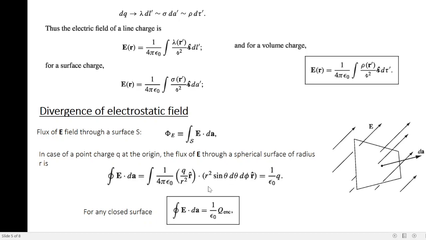You can quickly work out this integral. The limits are from 0 to 2 pi for d phi, and from 0 to pi for d theta. If you do this math, you will find that this is equal to Q by epsilon naught, where Q is the total charge inside the spherical surface. Even though we have derived this for the specific case of a spherical surface, this is a very generic result. For any closed surface, the closed integral of E dot dA equals the total charge enclosed within the surface, Q enclosed, divided by epsilon naught.